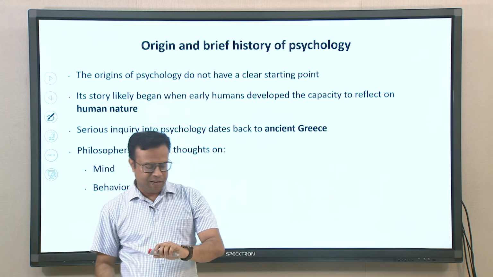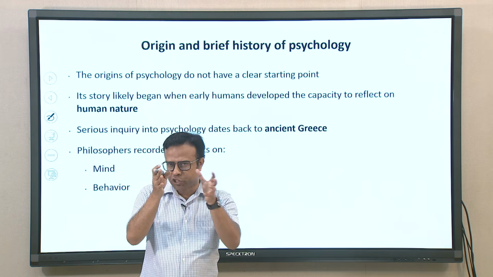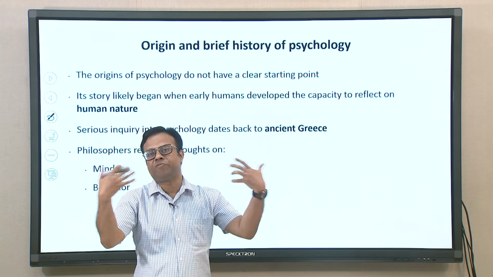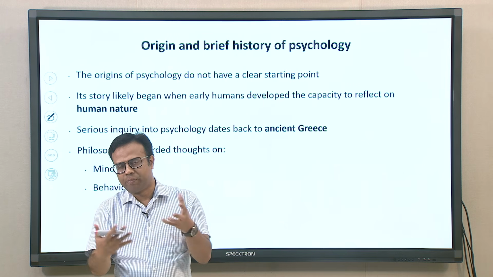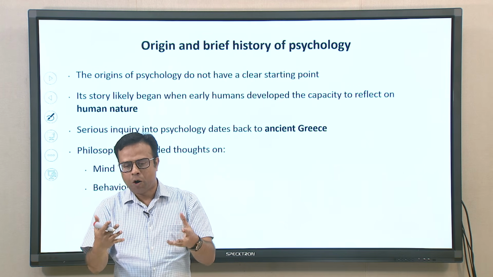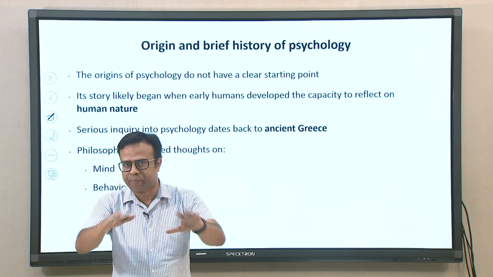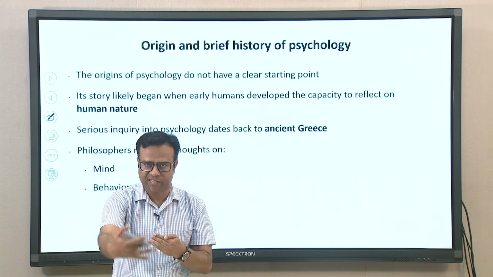Now, let us very briefly go into the origin and history of psychology, some of the historical aspects of psychology as a discipline, how it evolved as a discipline. So, that is very important. Without that background, probably we will not understand the status of psychology in the present context. To understand that, we need to understand how it evolved to this stage.